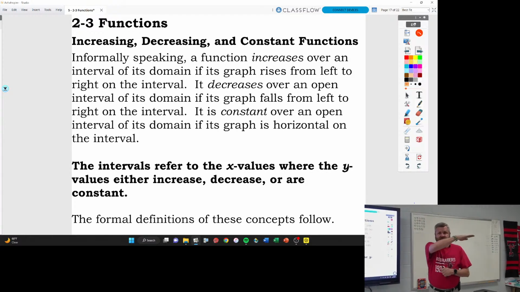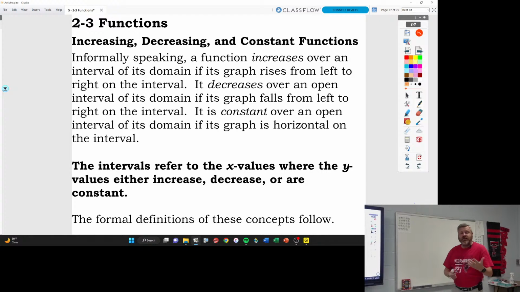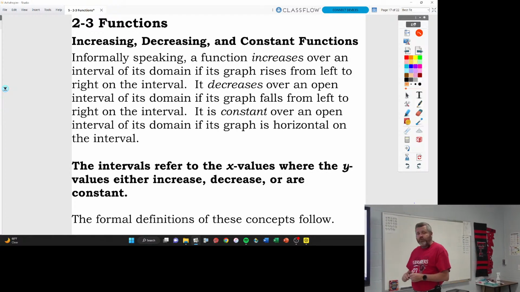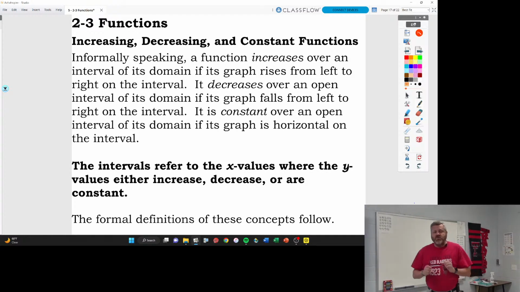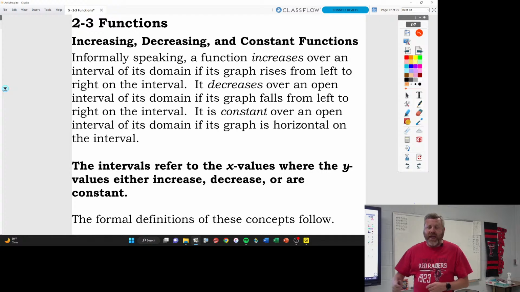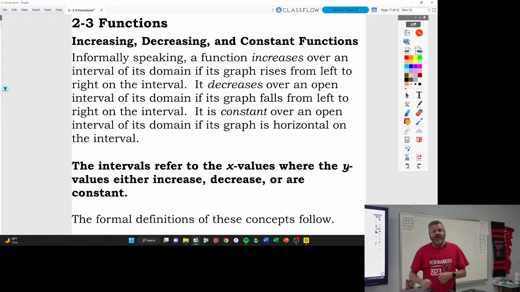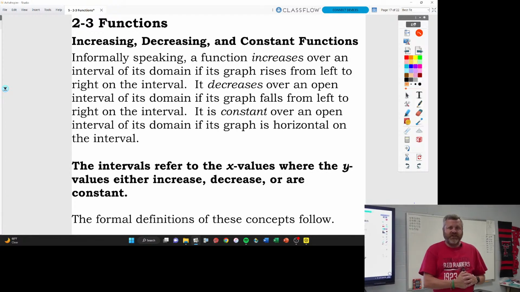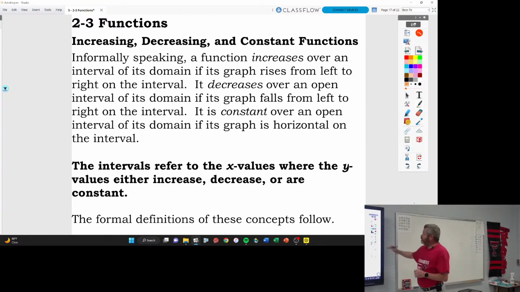If it's constant, it's flat. All right? I mean, that's as simple as it is. Increasing, it's going up. Decreasing, it's going down. Constant, where it's flat. The interval refers to the x values. So don't talk about y's when you're telling me about increasing or decreasing. I'm talking about as we read from left to right, when is the graph increasing? As we read from left to right, when is the graph decreasing? As we read from left to right, when is the graph constant?